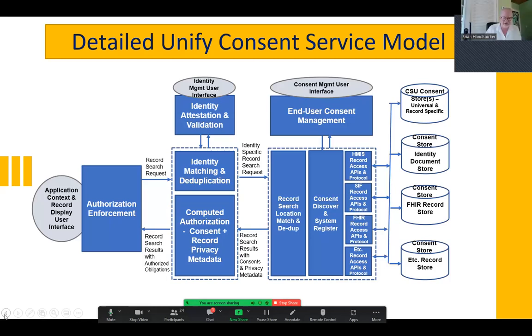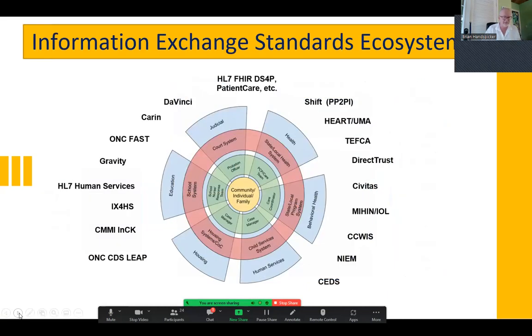That top consent store, the one that says CSU consent stores, is intended to be local to the consent service as opposed to specific to individual EHRs, case management systems, student information systems, et cetera. So we've got the mechanism of being able to be the consent store for any systems that don't already have that built in, while at the same time acting as a proxy for those systems that do already have consent.